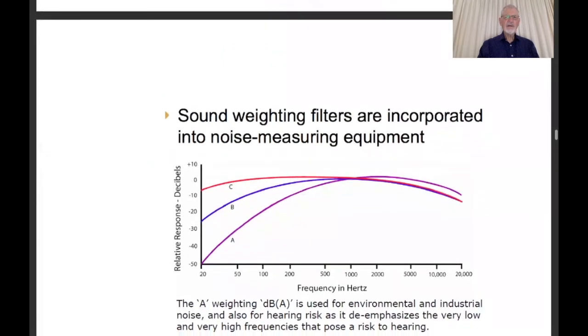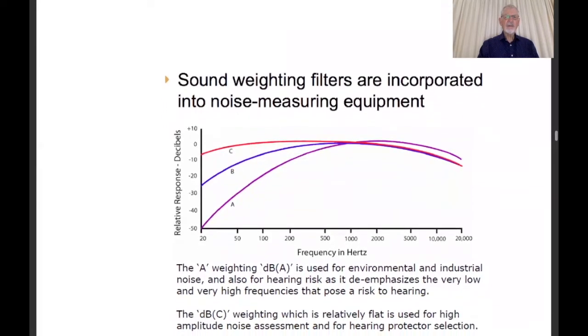We come to the next thing, and that is filters. Normally there are at least 2 and sometimes 4 filters built into sound level meters: A, B, C, and D. The use of those is somewhat historical. For example, the C filter was introduced to measure noise from piston-powered aeroplanes. But it's quite useful in that, as you can see, it's fairly flat.